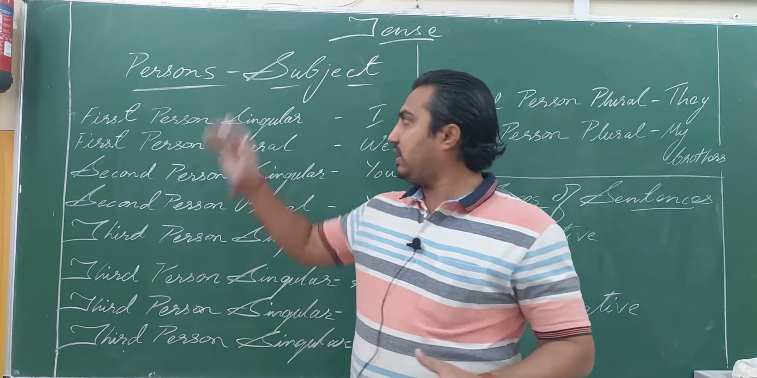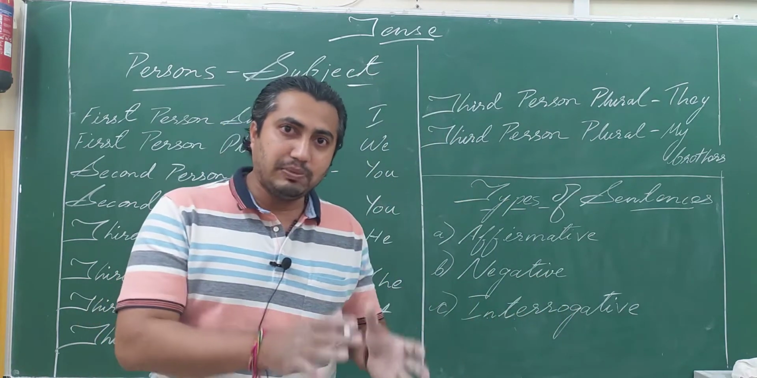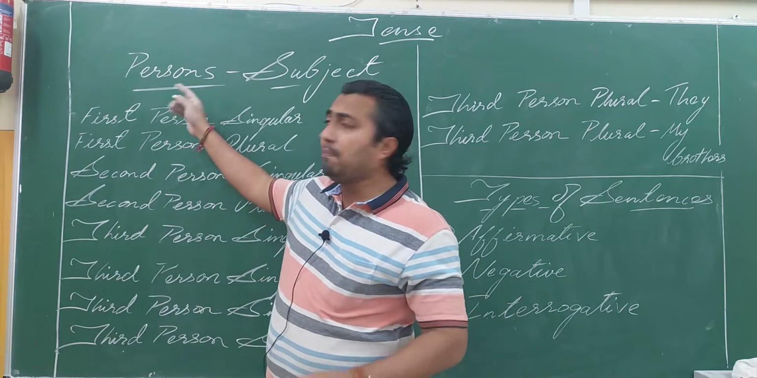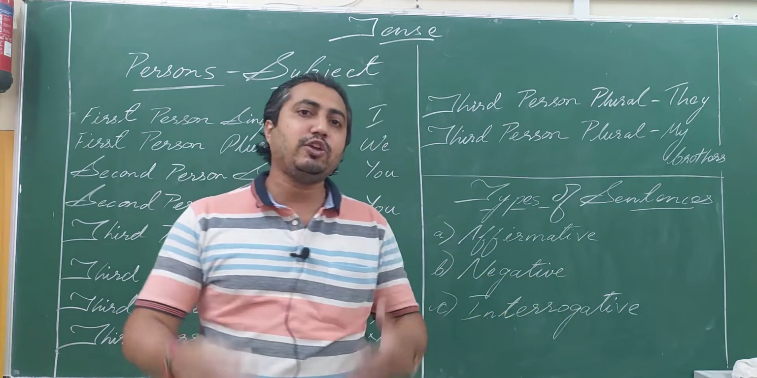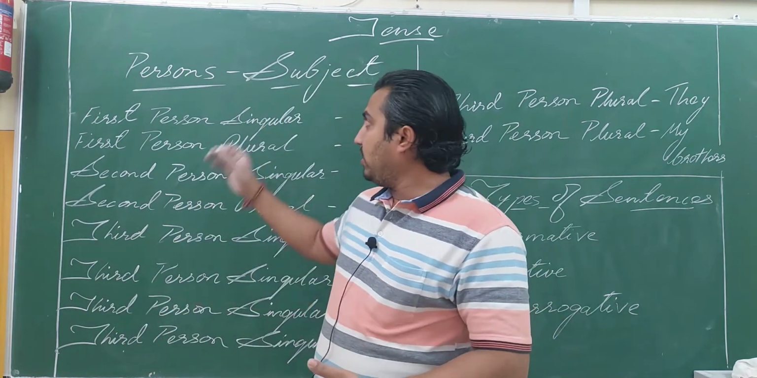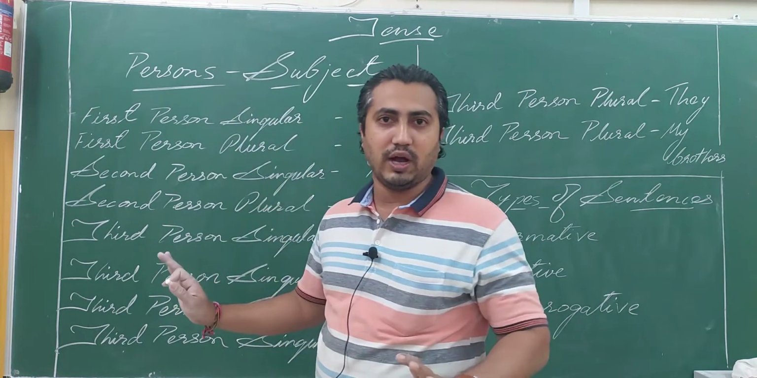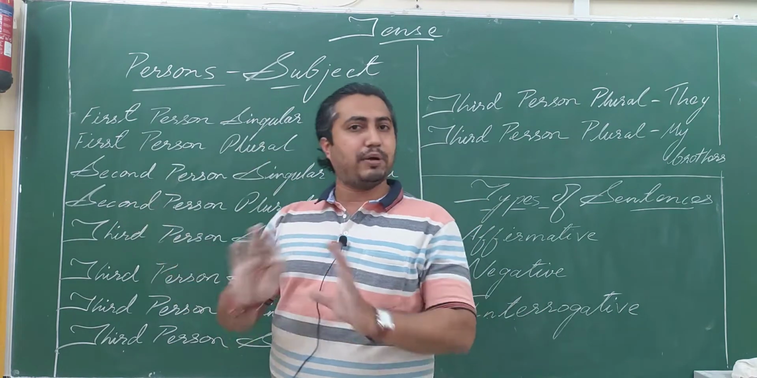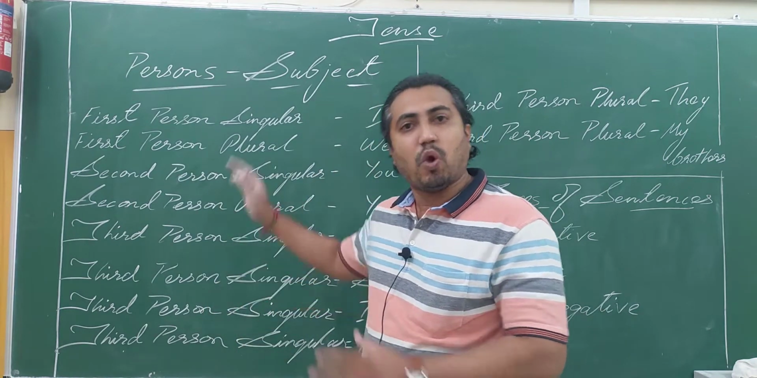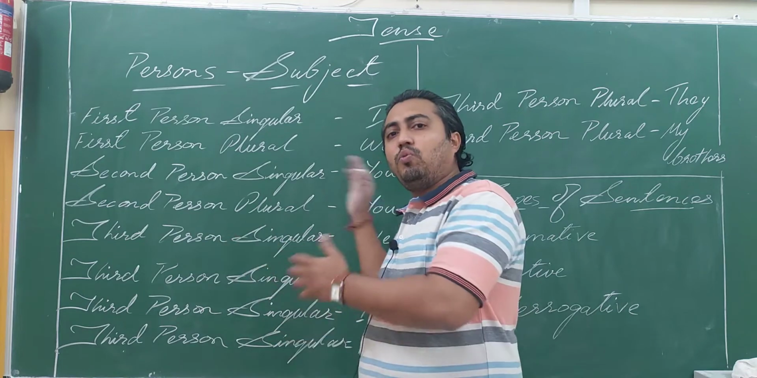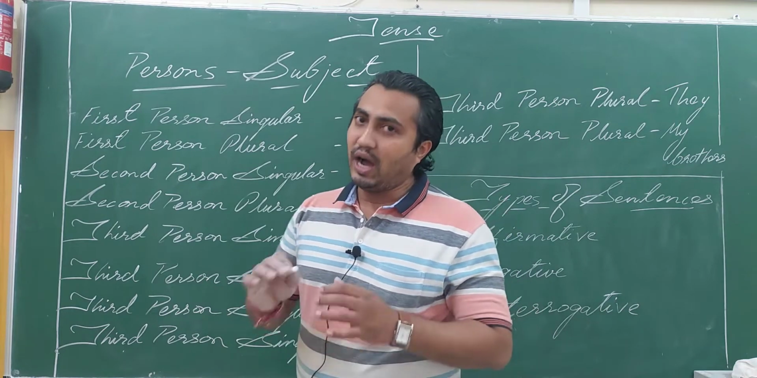But why are we discussing so many things about subject? Because every subject is some person. We have many persons here: first person, second person, third person. I will be explaining what is first person, second person, third person. But every subject is one or the other person. Every subject will be one or the other person. We are going to understand what the different persons are and which subject belongs to which person.